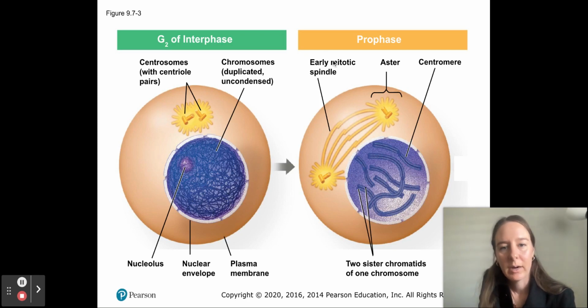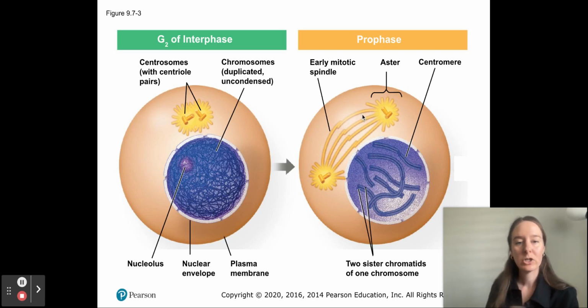And then your centrosomes here, they're going to start to create something called spindle fibers. Spindle fibers are long chains of proteins that are going to act kind of like fingers eventually to pull apart the DNA. So that's the important part. You don't need to know this.